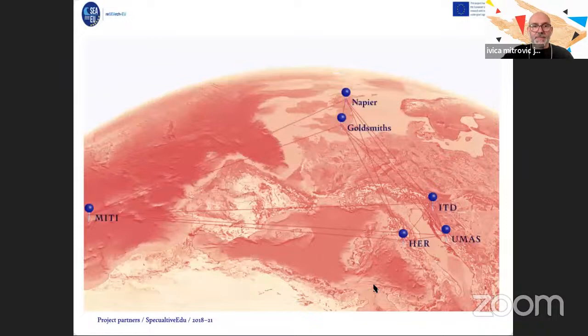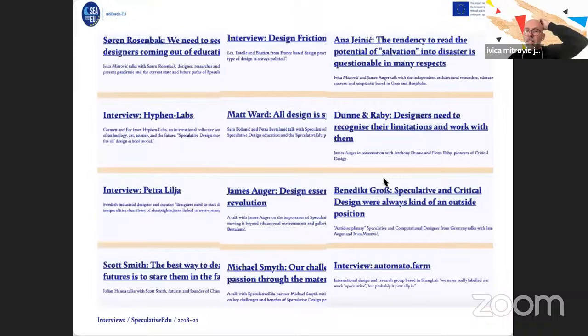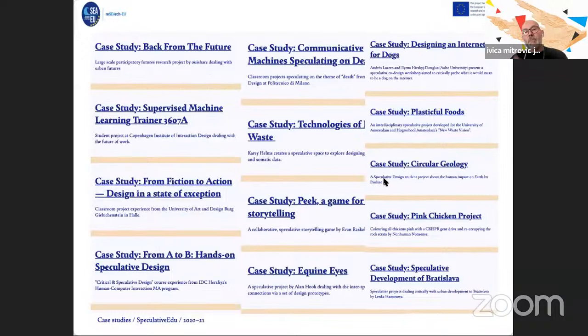And we had six partners during these 2.5 years of the project. During the project, we mapped the speculative design landscape in order to bring an overview of the contemporary speculative practice. And we conducted more than 15 interviews with a number of practitioners and educators, with an additional open call for case studies. So we presented interesting case studies at our website. And we hosted a few educational activities.